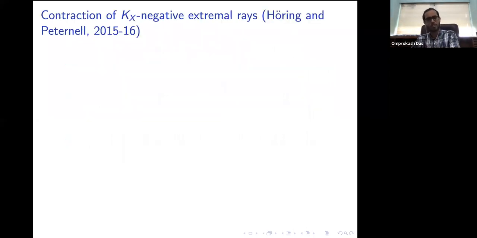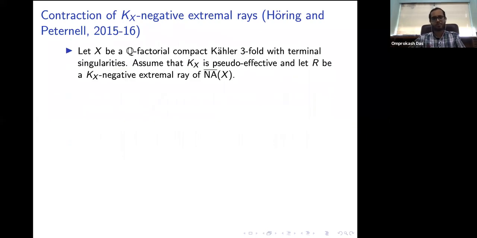Now I'm going to talk about the proof of Hacon-Peternell: how do they contract K_X negative extremal rays? So you have terminal singularities with empty boundary. Let me show you the steps, because this gives the best picture; the log version becomes quite technical. So let X be a compact Kahler threefold with terminal singularities, and again I'm assuming K_X is pseudoeffective. I'm not doing the other case, only the pseudoeffective case. Let R be a K_X negative extremal ray of this generalized Mori cone.